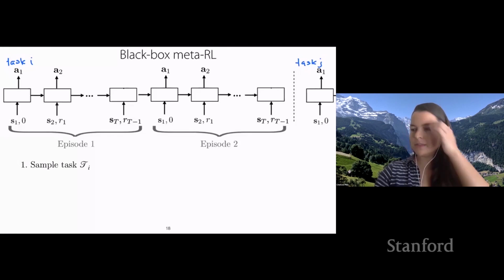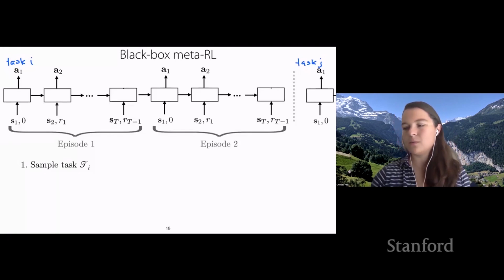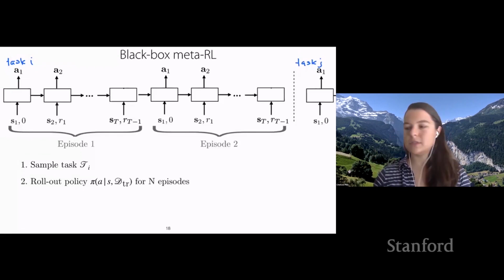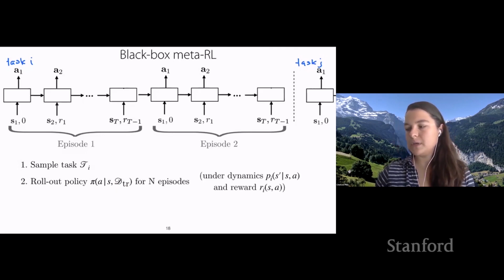So concretely, this is what the model looks like. What the algorithm looks like is we sample a task. We then roll out this policy for n episodes, where n is the budget that we have to learn the task, incrementally adding to dtrain as we go. This would be under the dynamics and the reward for the task that we sampled.